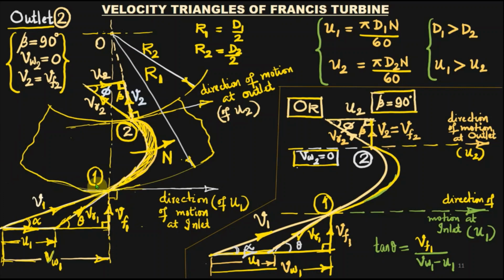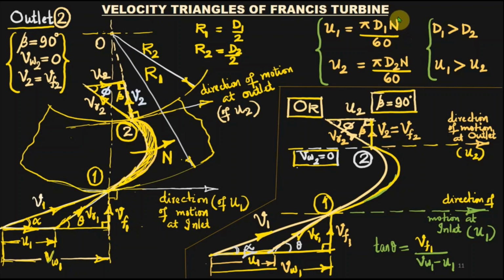So therefore, the diameter at 1, that means diameter at the inlet, is the external diameter of the runner, D1, and diameter at the outlet, that is D2, is the inner diameter of the runner. So obviously D1 is greater than D2, and we know that if N is the rotational speed of the runner in RPM, then the tangential speed of the runner or the velocity of vane at 1, that is u1, is equal to pi D1 N by 60.